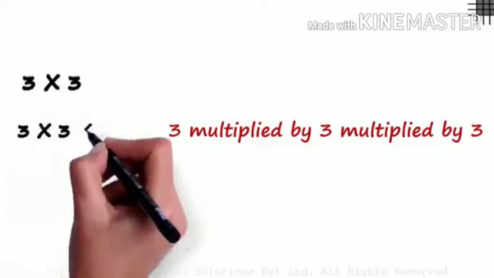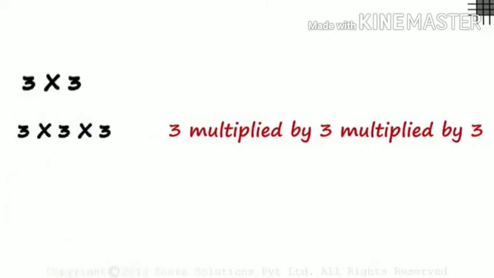Assume you've been asked to write down 3 multiplied by 3. Remember, you haven't been asked to calculate it. So you pick up your pen and write it as 3 times 3. Here we are multiplying 3 by itself just once. Now let's say you've been asked to write down 3 multiplied by 3 multiplied by 3. You write it down as 3 times 3 times 3. In this example, we are multiplying 3 by itself twice.